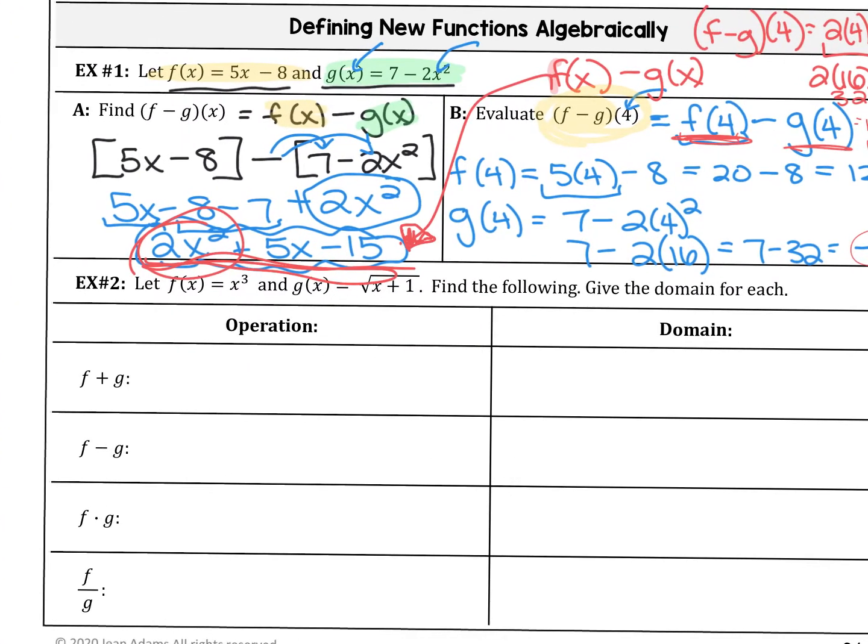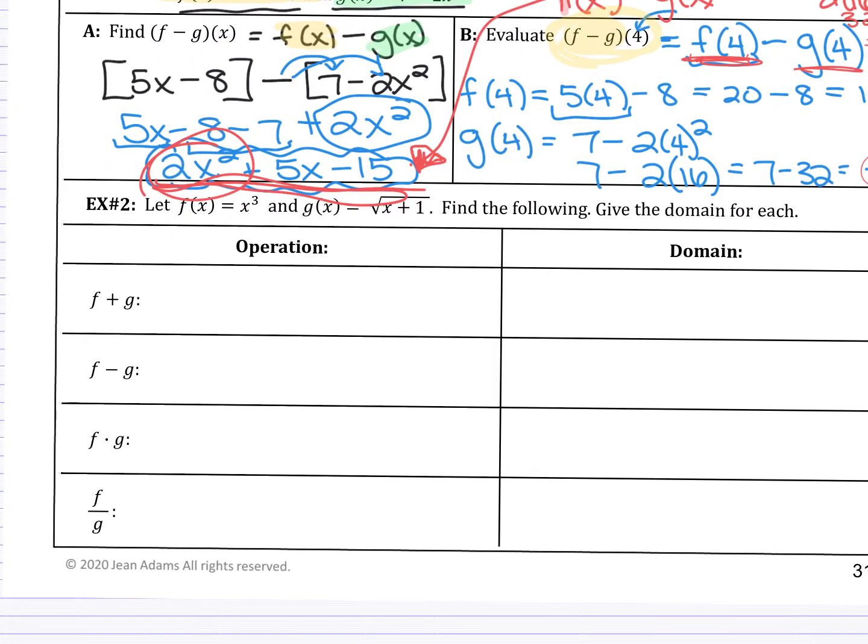Now, in example 2, it says let f of x equal x cubed and g of x equal square root of x plus 1. Find the following, give the domain for each. So for f plus g, the operation would be x to the third plus square root of x plus 1.